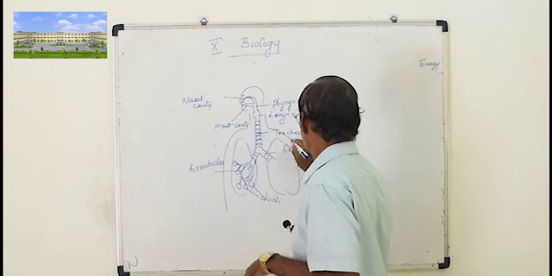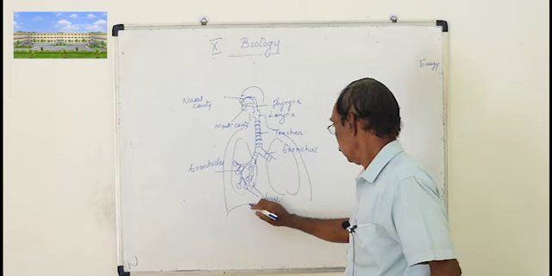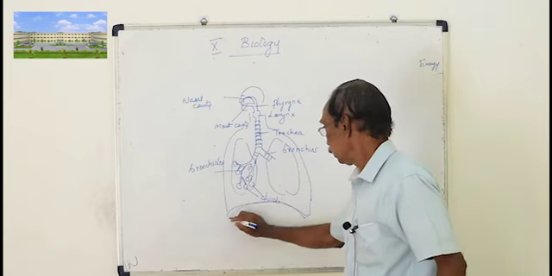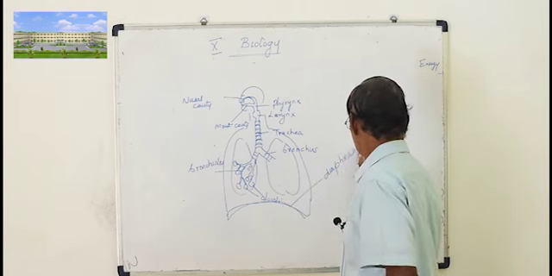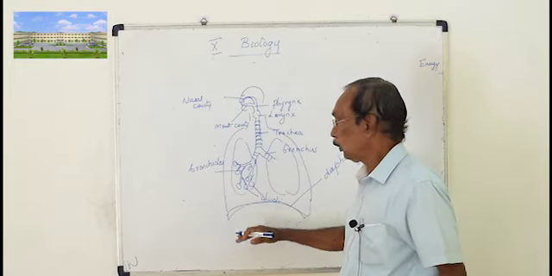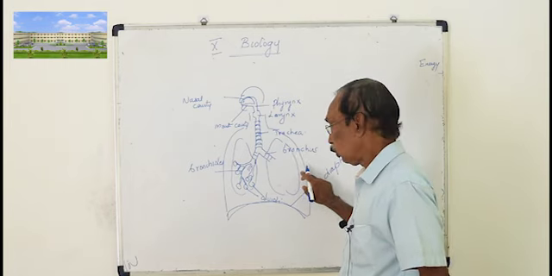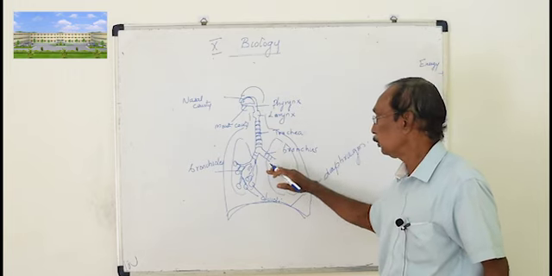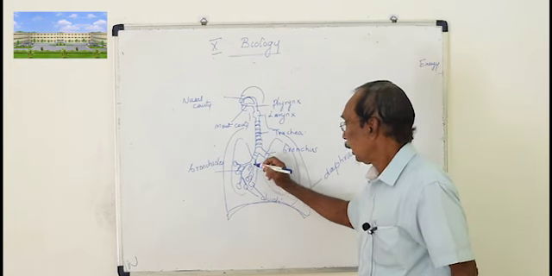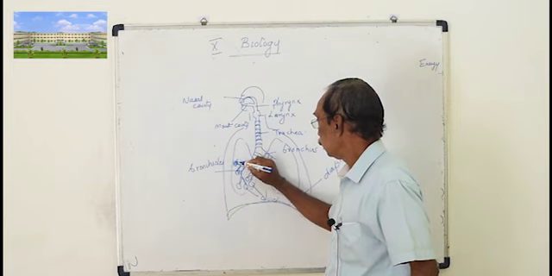You already studied this. Under the thoracic cavity, there is a muscular diaphragm. When the diaphragm goes down, the space of the thoracic cavity will increase, volume will increase, and the pressure will become less. So air will automatically enter into the lungs and fill the lungs with air. Alveoli are surrounded with so many blood capillaries.